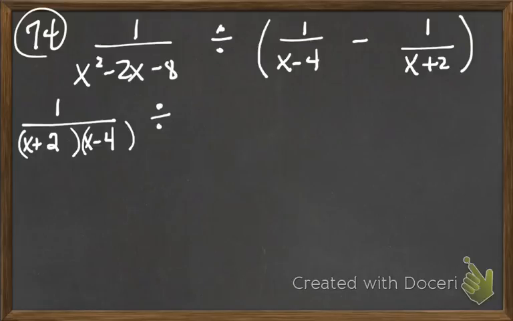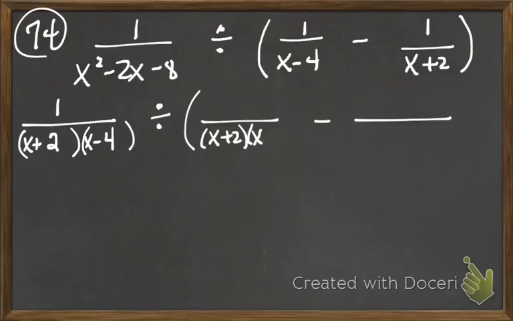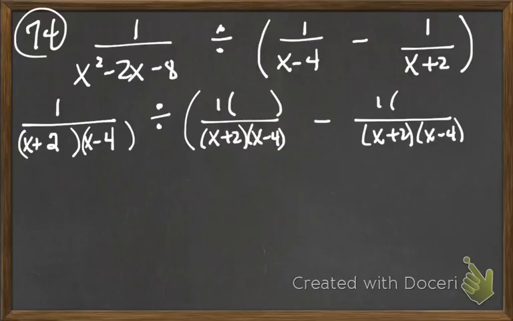Alright, what's our common denominator going to be? X plus 2 times x minus 4, or x minus 4 times x plus 2. Doesn't matter what order we put that in. What are we going to have to multiply the first one by? X plus 2. The second one, x minus 4. Do I need to slow down?